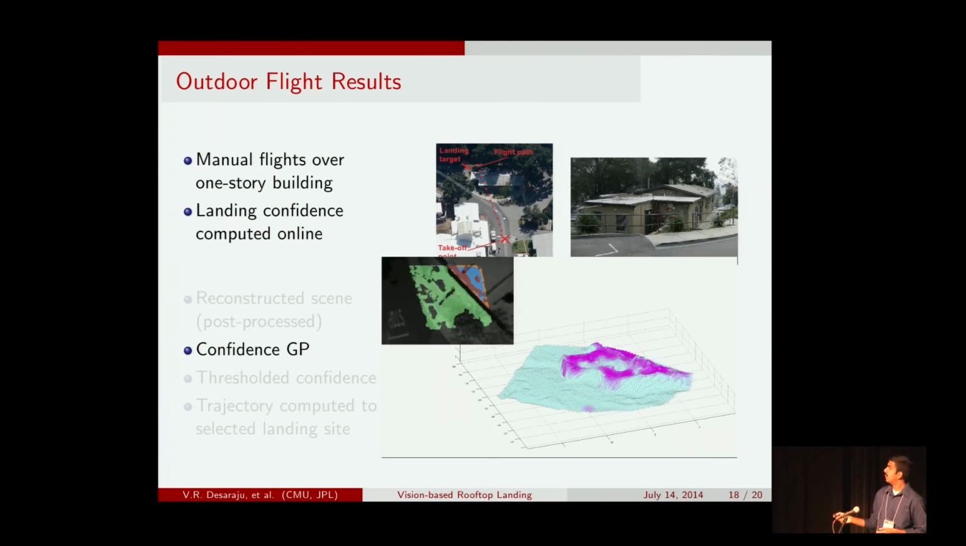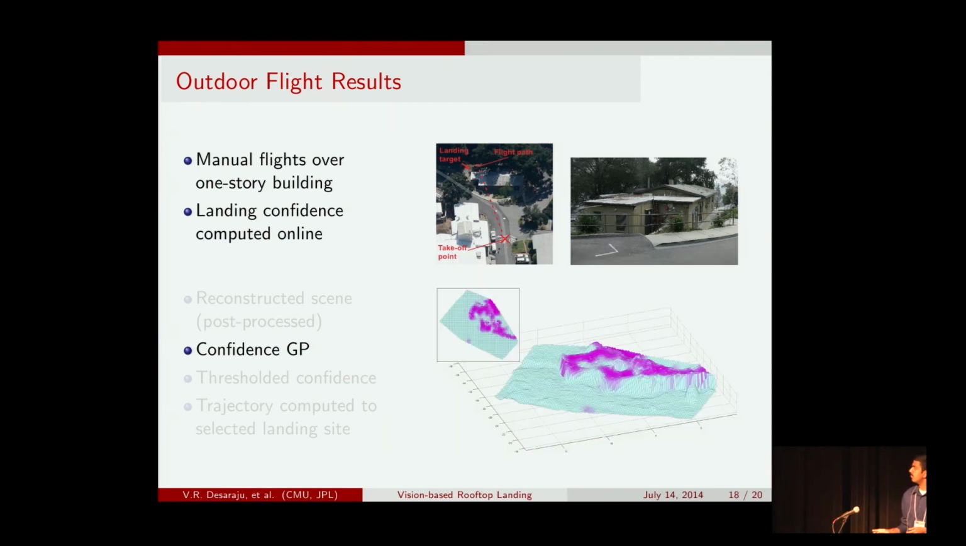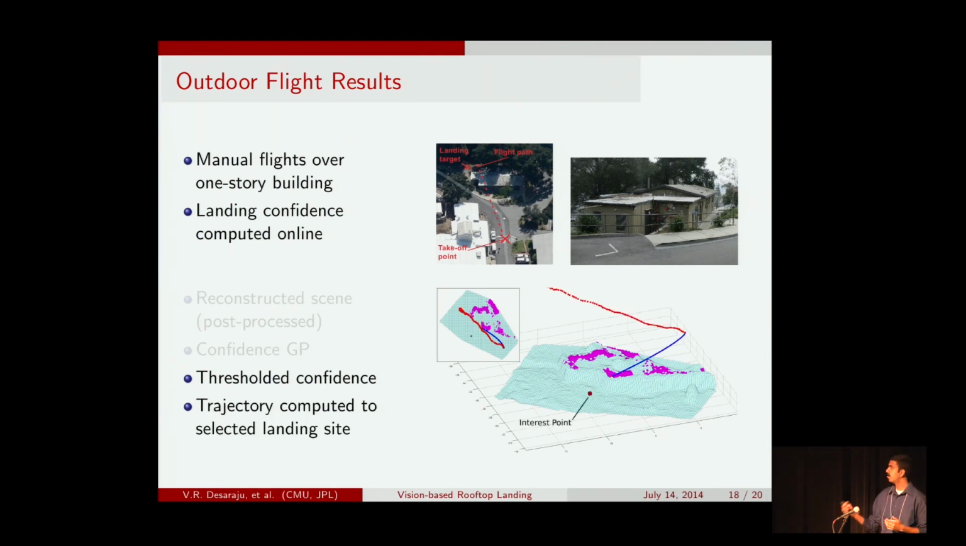And so again, you can see in the figure up here, the blue regions correspond to high confidence values or potential landing sites, which are illustrated by the magenta sections here. So then, just as in the simulations, we can again threshold this and identify the best landing site given the location of our interest point. And then finally, we compute the remainder of the trajectory as if we were to land from that point at that computed location.